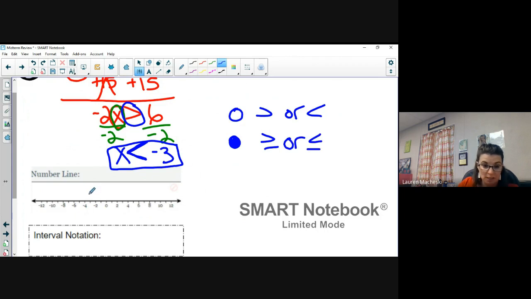So I want an open circle for -3. What values are less than -3? That means it goes this way.